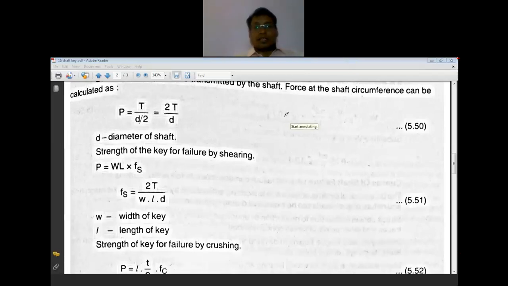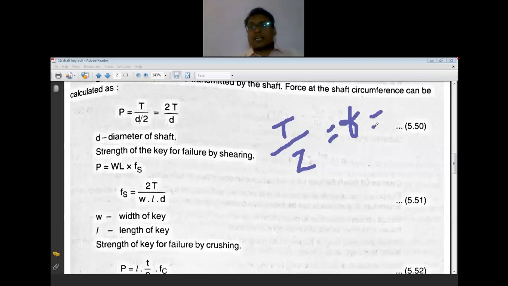We know that torque upon the sectional modulus is nothing but equal to the stress F, and this stress is also equal to the force per unit area. So this is the important consideration that is required for this. This is torque upon sectional modulus, which is nothing but the stress, and stress is also equal to the force per unit area. These formulas are required here. Now this is the P, that is the force at the shaft circumference. So this is nothing but a torque.